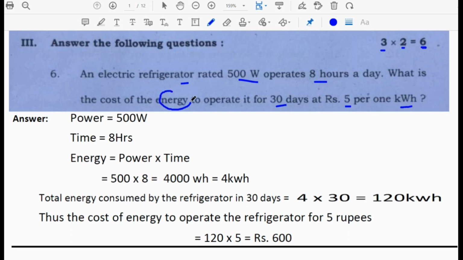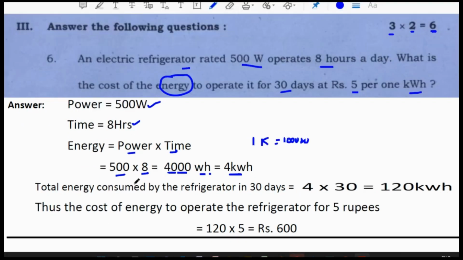As they ask to find energy, the formula is power into time. Power is given as 500 watts, time is given as 8 hours. 5 eights are 40, 2 zeros. So 500 into 8 is 4000 watt hours. It is also equal to 4 kilowatt hours. Total energy consumed by the refrigerator for 30 days is 4 kilowatt hours into 30, which is 120 kilowatt hours. Thus the cost of energy to operate the refrigerator at 5 rupees is 120 kilowatt hours into 5 rupees, which gives you a total of 600 rupees.